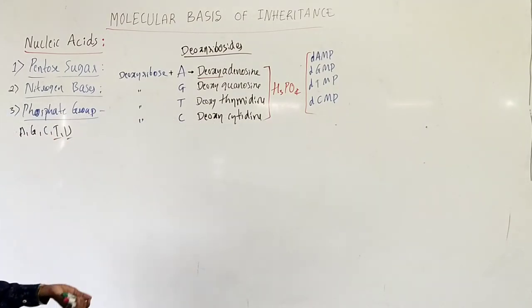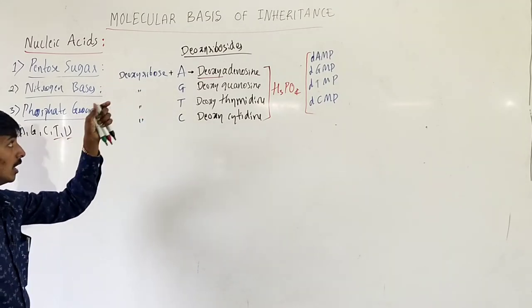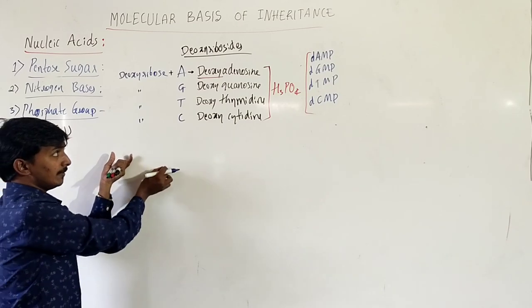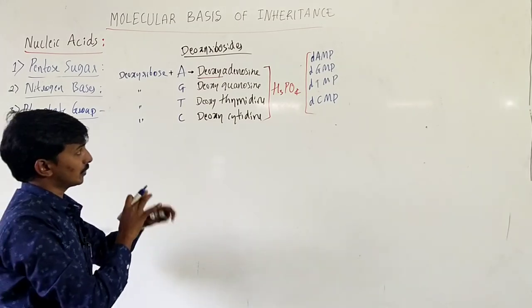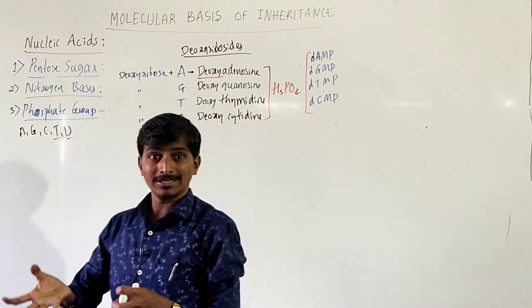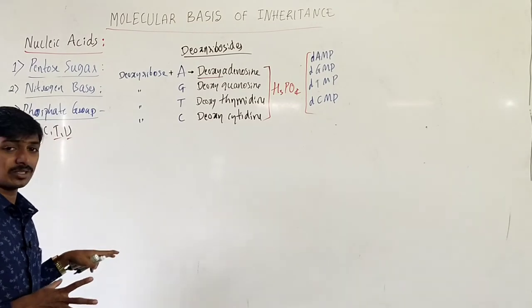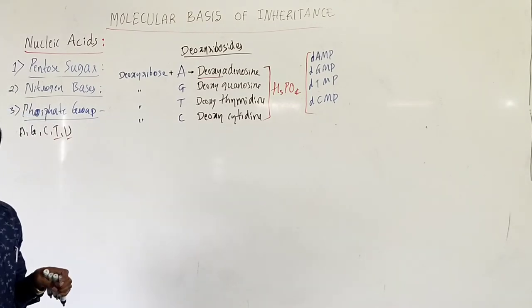When it comes to RNA, instead of deoxyribose, it is just ribose plus adenine, adenosine. We'll wind up the video for now. In the next class, before entering into the structure, I'll write completely on the board so that we will get a complete idea of a nucleoside as well as a nucleotide.